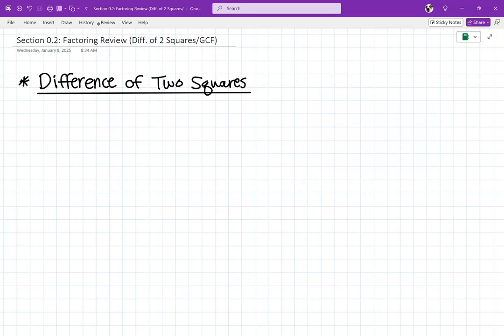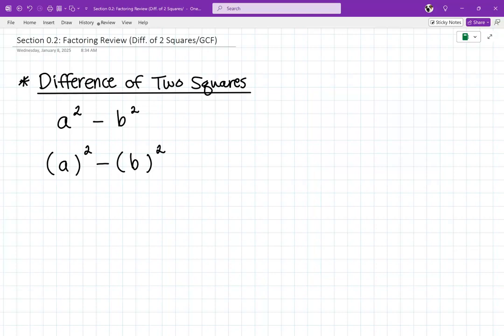Basically, they're going to give you an equation, something that maybe resembles a squared minus b squared. So what you want to try to do is rewrite it so that it looks like this: something squared minus something squared. Like these have to be equal to each other.